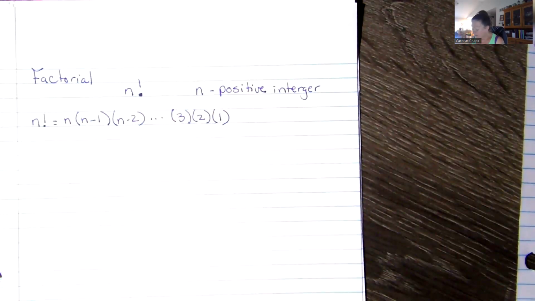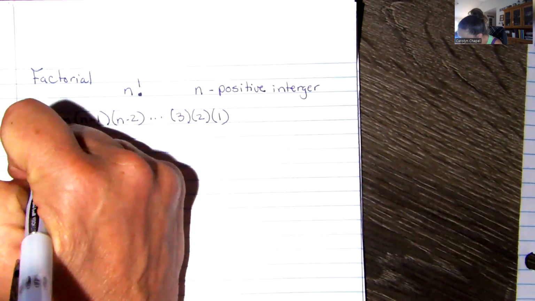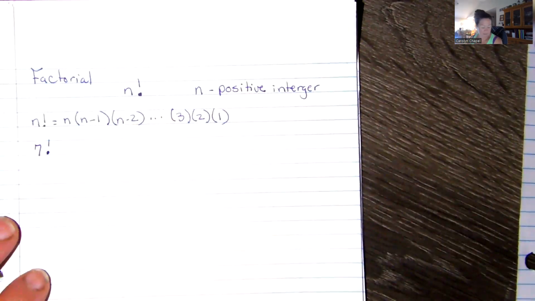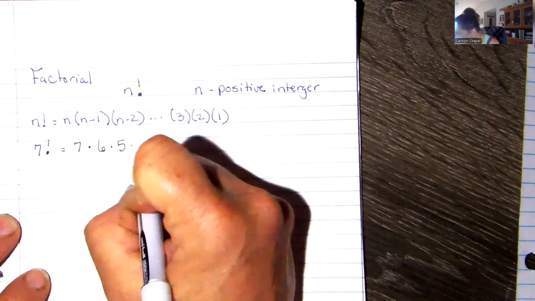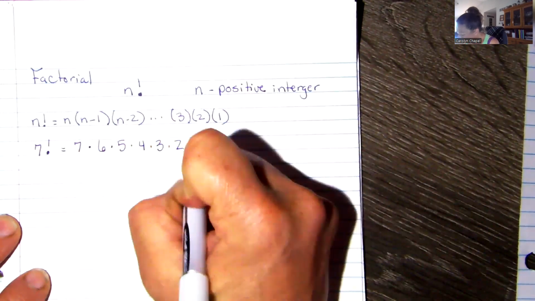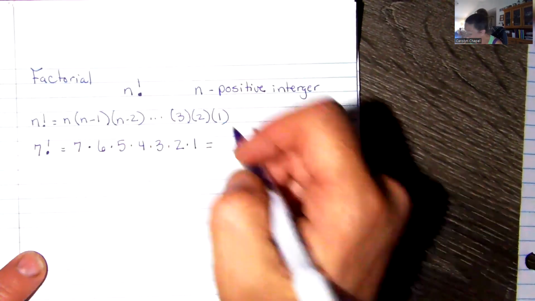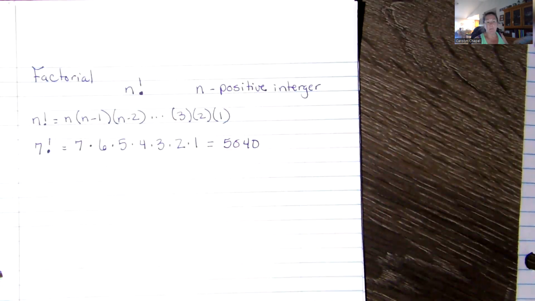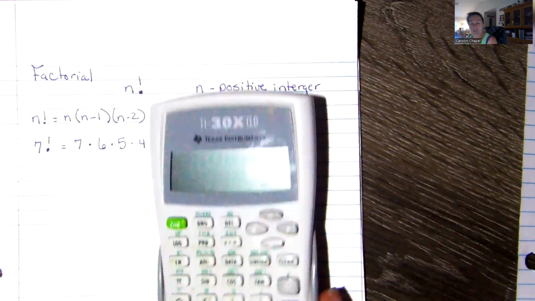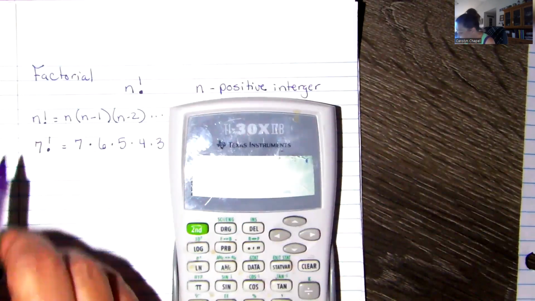So for example, if I had 7 factorial, which is how we pronounce it, it is 7 times 6 times 5 times 4 times 3 times 2 times 1. And if I were to drag out my calculator, this turns out to be 5040. Doing all that multiplication is quite tedious. And because this factorial shows up often enough, a lot of calculators have put this in. Sometimes you will see it right as this N with a factorial key.